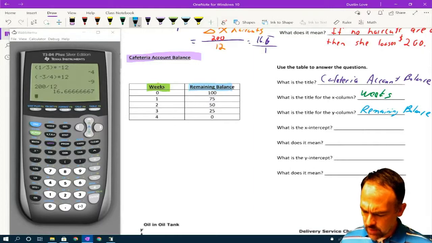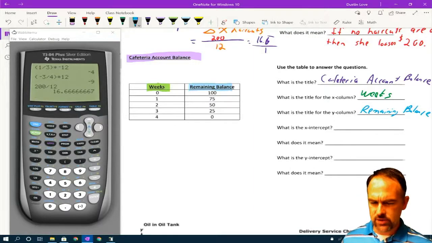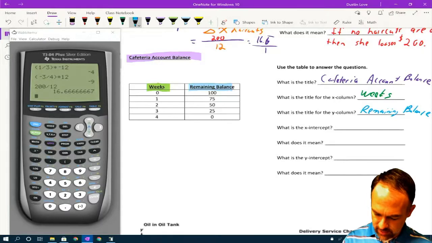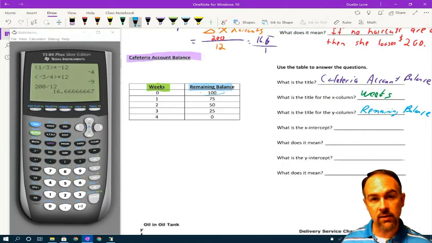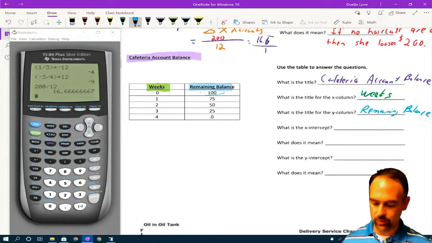Okay. So again, let's talk about scenario context here. It looks like cafeteria account balance. Oh, that's sort of like when your parents drop money on your account in Skyward for the cafeteria. In this case, they start off giving you $100 and they put it in the account. And over time, you're spending money in the cafeteria, and so your account balance goes down every single time. Of course, that's considering you don't have free and reduced lunch.